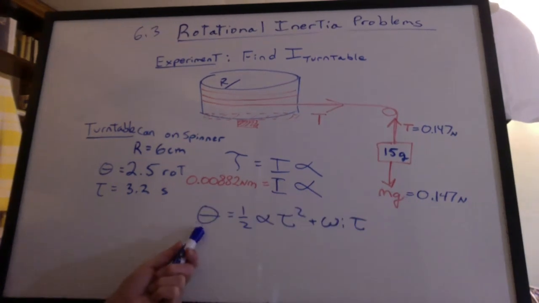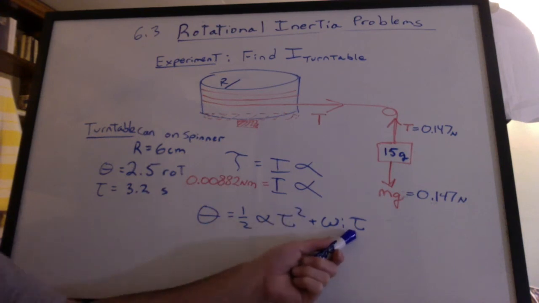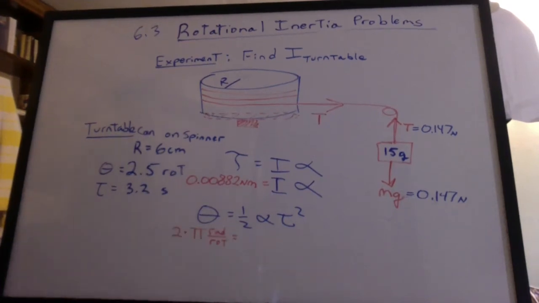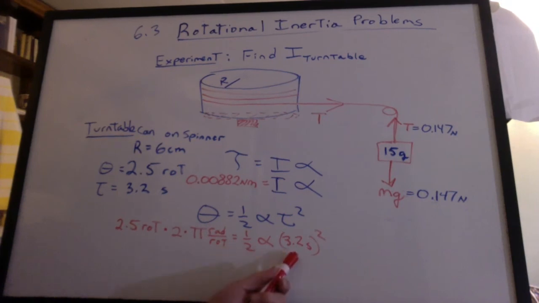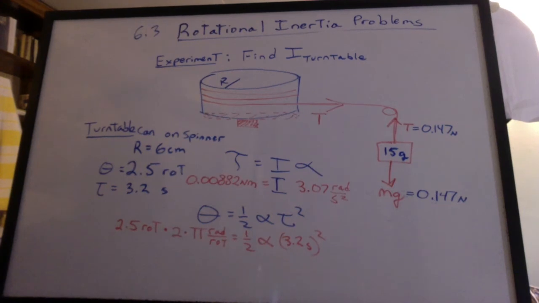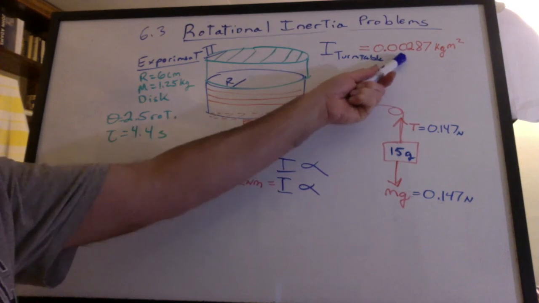We can say theta, how many times it rotates, is equal to 1/2 alpha t squared, plus the initial angular velocity times time. We did the lab from rest, so that goes away. Well, the angle is 2 pi radians for every rotation, and we completed 2.5 rotations. This occurred in 3.2 seconds. This gives us 3.07 radians per second squared. All right, we'll remember the inertia of the turntable, put it up here.